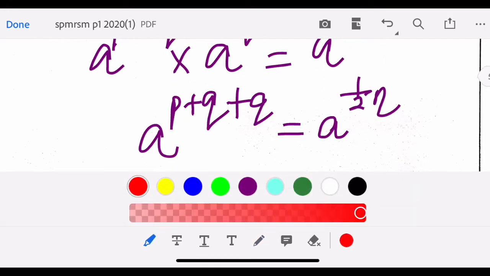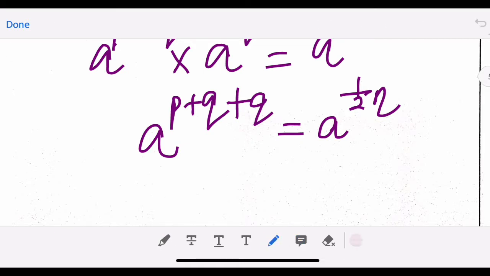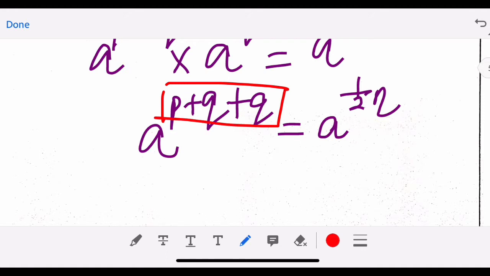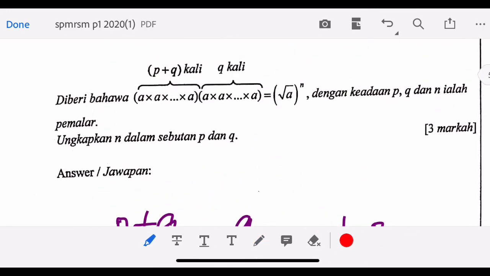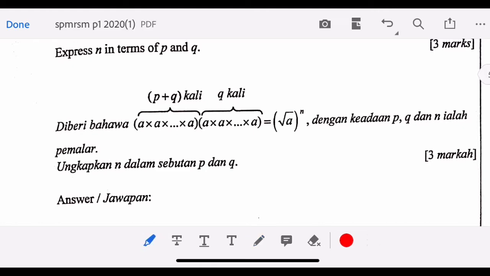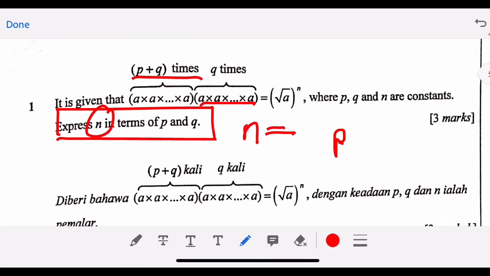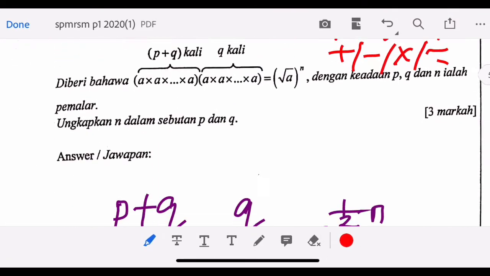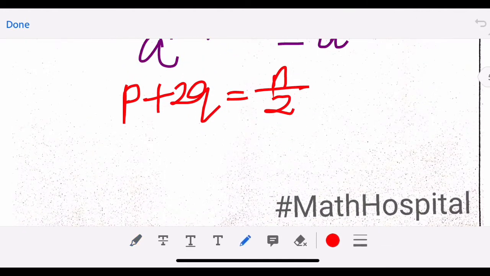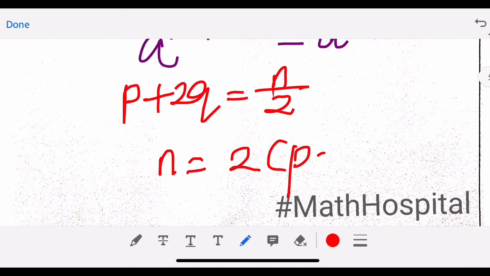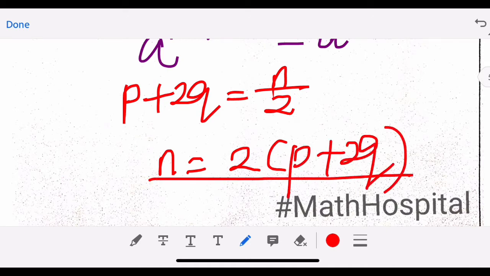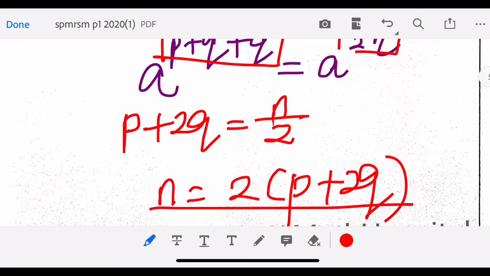Since these are index numbers, when the bases are the same, we can just equate the power. So p plus 2q equals n over 2. And let's study the instruction. It is very important for you to follow the instruction: express n in terms of q. So n is on one side, and how many p and how many q, something like that. It can be plus, minus, multiply or divide. So we write the answer: n is 2p plus 2q in the bracket, and then we multiply. So this is the answer for question number 1.